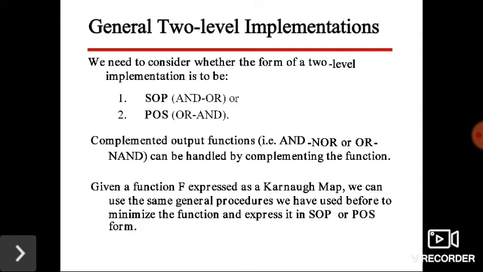Then we need to consider whether the form of the two-level implementation is to be sum of products or product of sums. Sum of products means AND-OR function, product of sums means OR-AND function. So complemented output functions, that is AND-NOR or OR-NAND, can be handled by complementing the function. Given a function f expressed as a Karnaugh map, we can use the same general procedure as before to minimize the function and express it in sum of products or product of sums form.